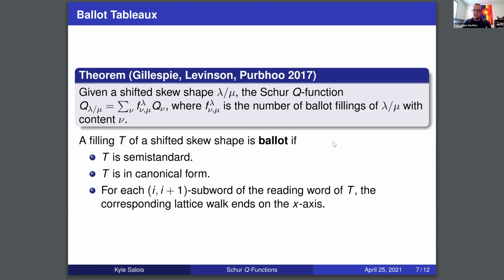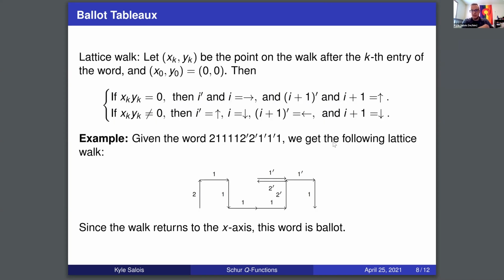the first entry of each number must be unprimed. And then lastly, we have this lattice walk condition where I take i and i plus 1, and I look at the corresponding lattice walk, and it has to end on the x-axis. So what is this lattice walk condition?